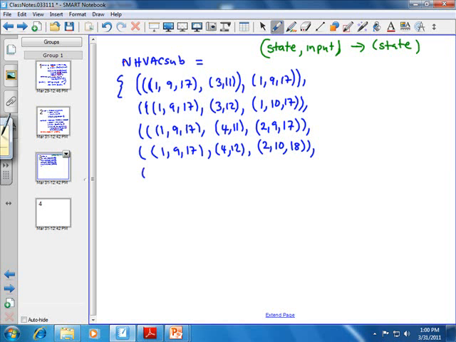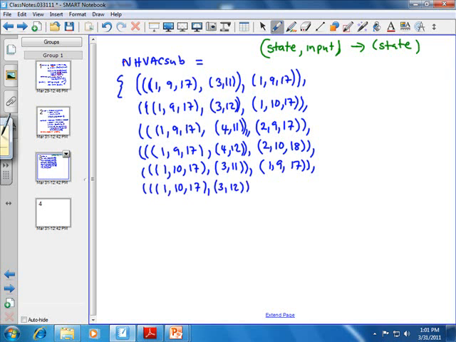So I can now look at one more parenthesis there. I can now look at 1, 10, 17. And I look at the inputs. Again, I'm going to start from 3, 11. I'll go through the same process. So this would be 1, 9, 17. I can look at the next one. 1, 10, 17. Now I have a 3, 12. And this is going to be 1, 10, 17.